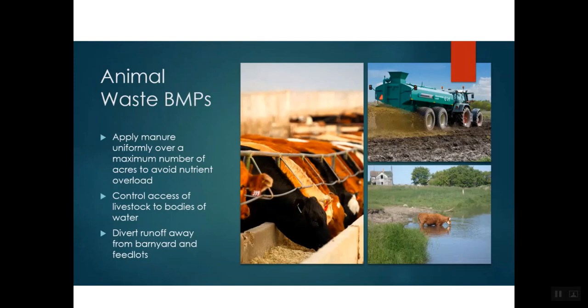And then just divert your rainwater and runoff away from your barnyards and feedlots. This is where the majority of your manure is going to be. Wherever the cows eat is where they're going to poop. So just divert your downspouting and other runoffs away from the barnyards, to keep it from carrying away the waste.